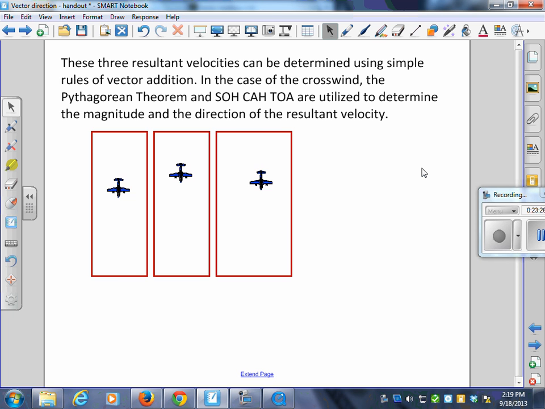In the case of the crosswind, the Pythagorean theorem, a squared plus b squared equals c squared, and SOHCAHTOA, sine opposite over hypotenuse, cosine adjacent over hypotenuse, tangent opposite over adjacent, are utilized to determine the magnitude and the direction of the resultant velocity. In other words, you can use grade 9 now. Grade 10? I'll stop there. Okay? Actually, do you guys have a picture of this?